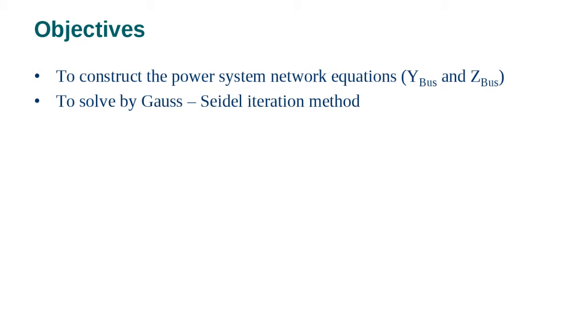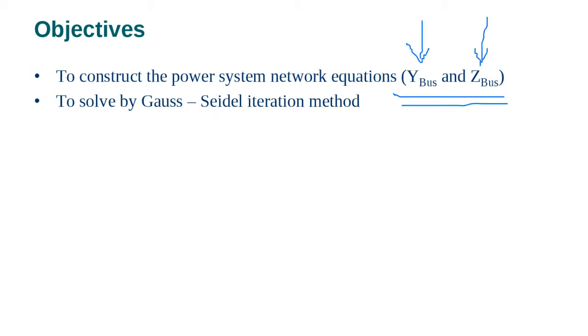I want you to focus today on the construction of the power network equations. So what's the Y bus and Z bus? These are terminology that you will find a lot in power systems. They're called Y bus and Z bus, the admittance matrix and the impedance matrix. This is the admittance matrix, and this is the impedance matrix.